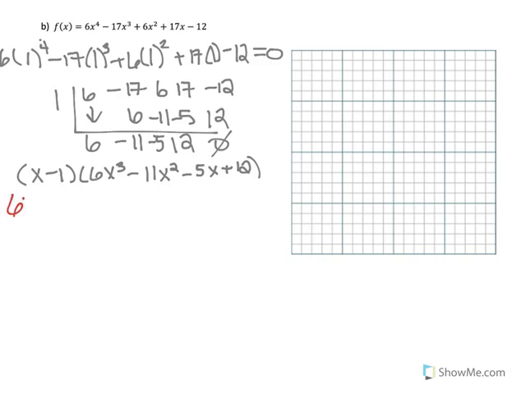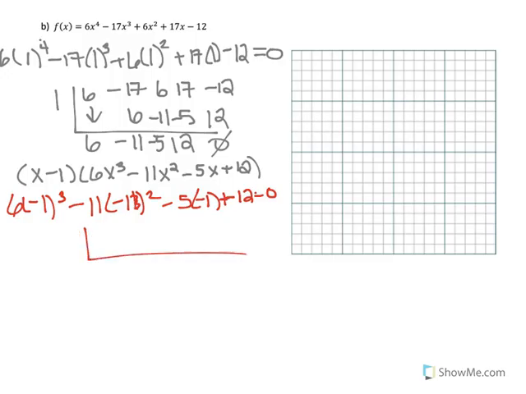Okay, you should have found that negative 1 works. 6 times negative 1 cubed, minus 11 times negative 1 squared, minus 5 times negative 1, plus 12, and you should get 0. So we'll synthetic divide, this time with a negative 1.